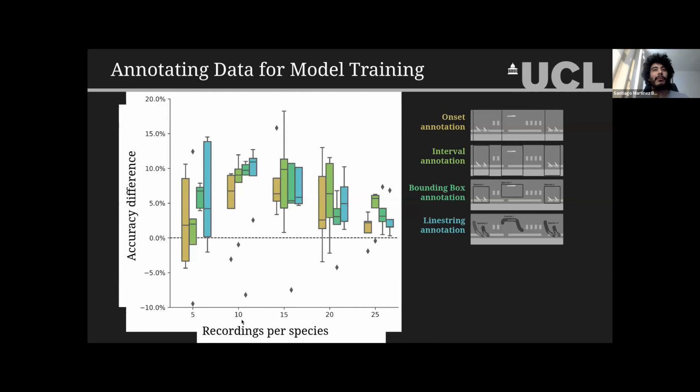For example, when we did experiments with 10 examples per species, we saw an improvement of over 10% in some cases. In general, there was an improvement, except in the case where there was really little data. And we didn't see any big difference between the different types of annotations. So nowadays, we just recommend bounding box annotations to all our experts in all our projects, because I think it's a good balance between having detail but not spending too much time annotating.